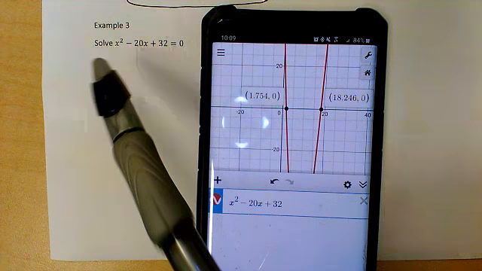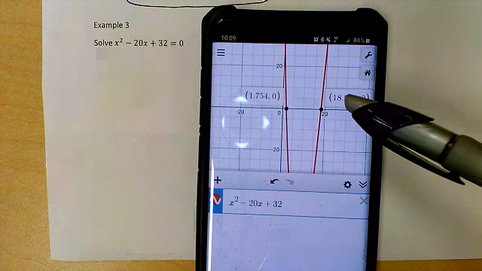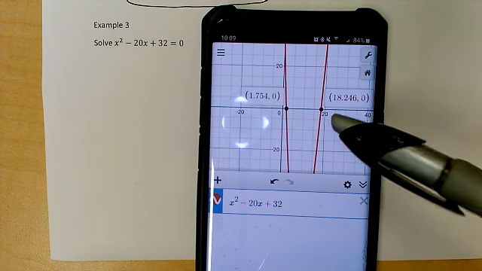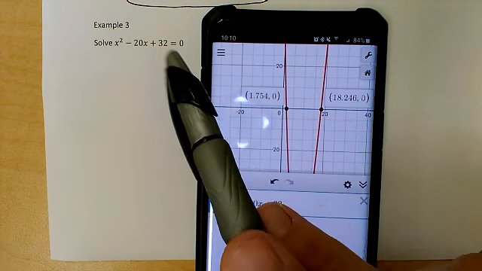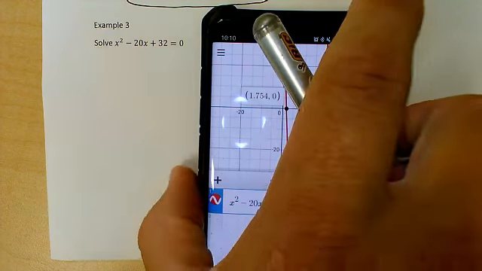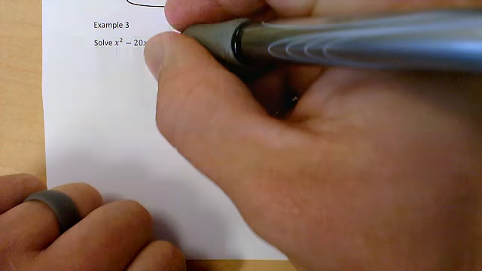Alright, on this next example, I went ahead and graphed the expression that was equal to 0, and I'm seeing two answers that are actually rounded off answers. These are not exact answers, which is the expectation now that you're in Math 2. So I'm actually going to go ahead and solve this using completing the square to get some exact answers. So let's go and see how that works.